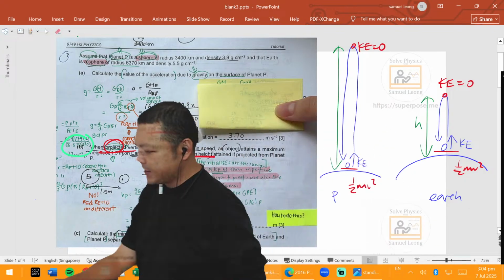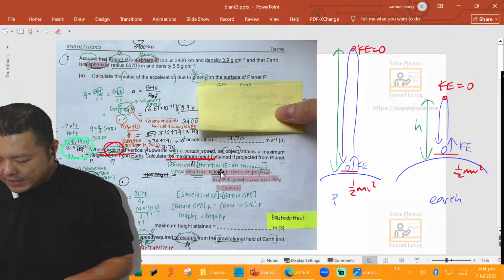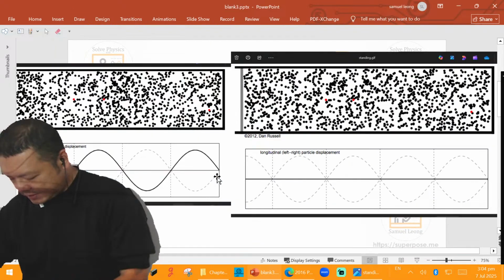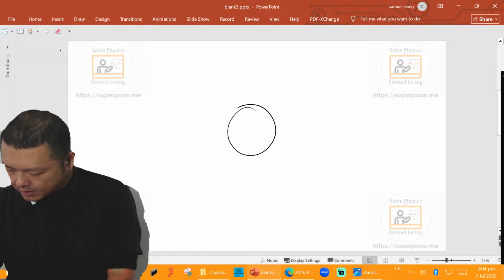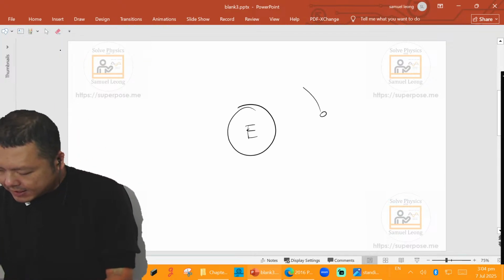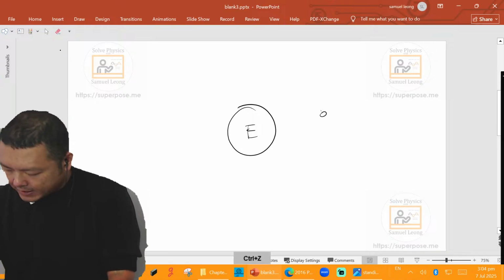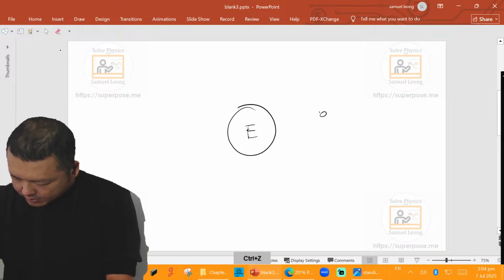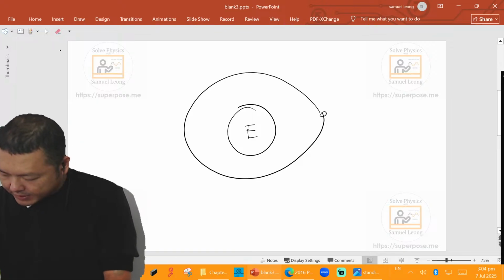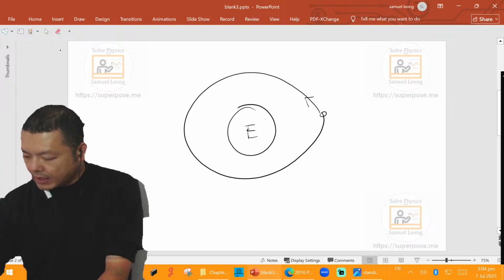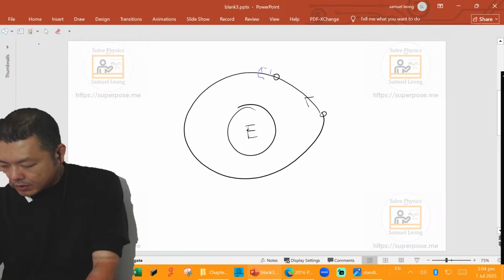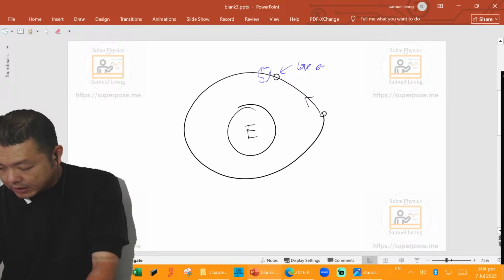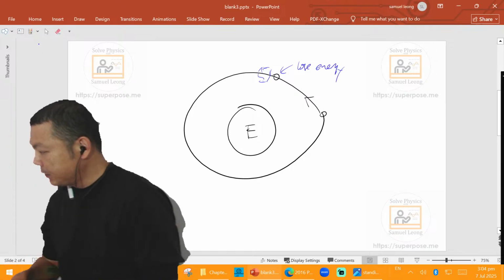Let me ask you this. This is the other thing that I wanted to ask. This is planet Earth. This is a satellite. What is the satellite doing? Orbiting, so it's orbiting around the Earth, right? Something happens to it. Something here causes it to lose energy. What will happen to the satellite?